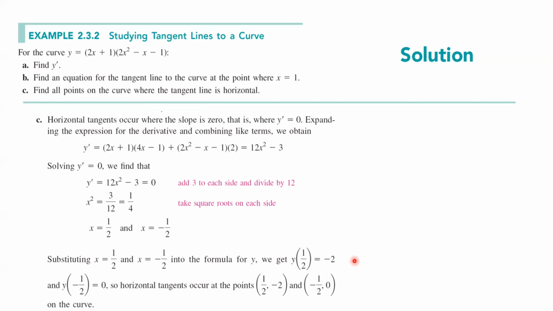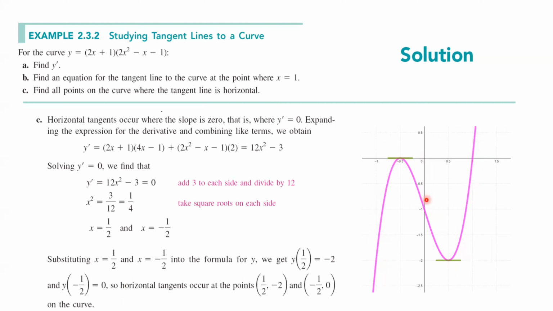And substituting these values into y, 1/2 yields -2, while -1/2 yields 0. So tangent lines to the curve at these points are going to be horizontal. So graphing this curve on the Cartesian plane, you will see here that at -1/2, 0, the tangent line is horizontal. And at the point 1/2, -2, the tangent line is also horizontal.